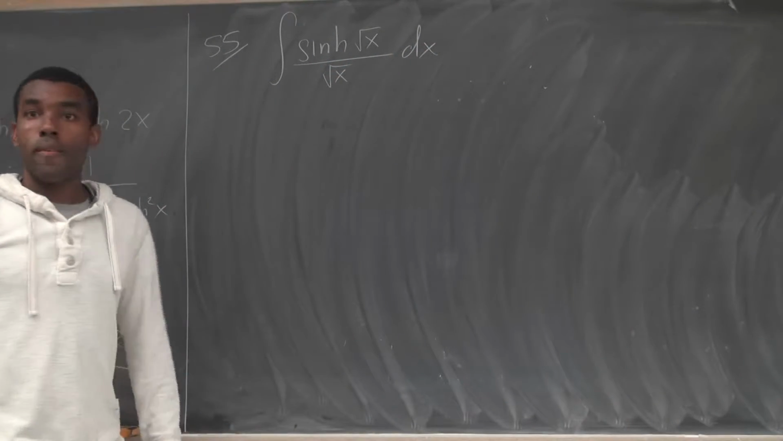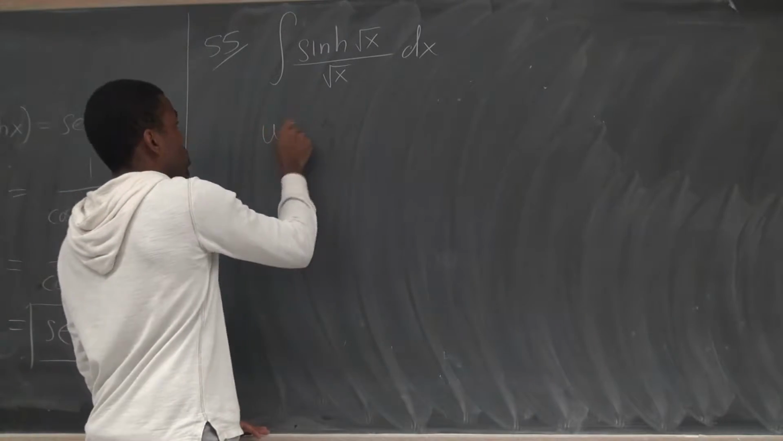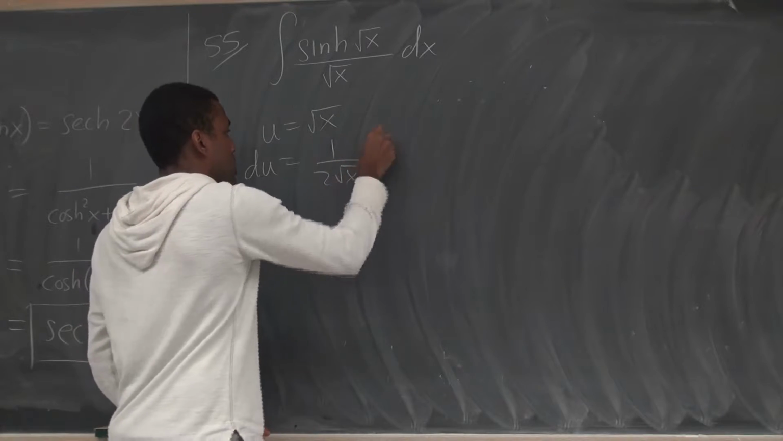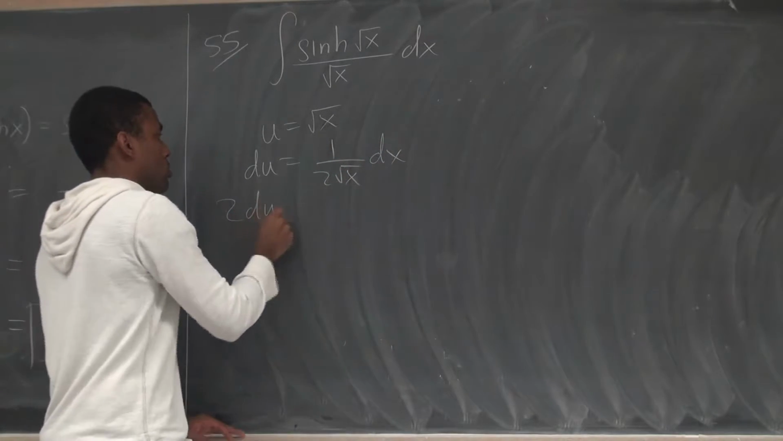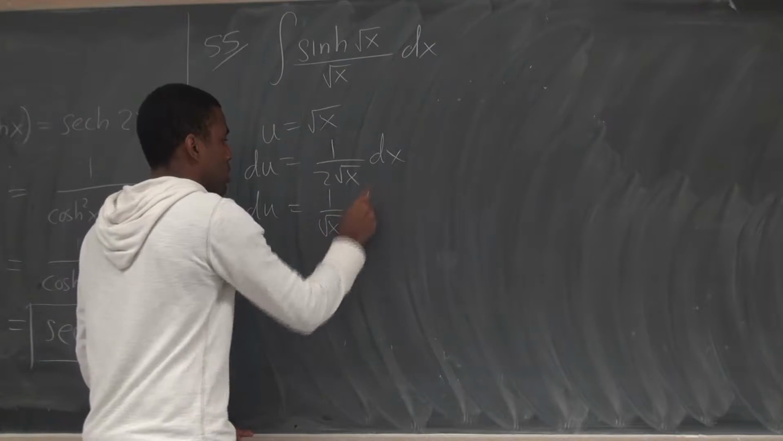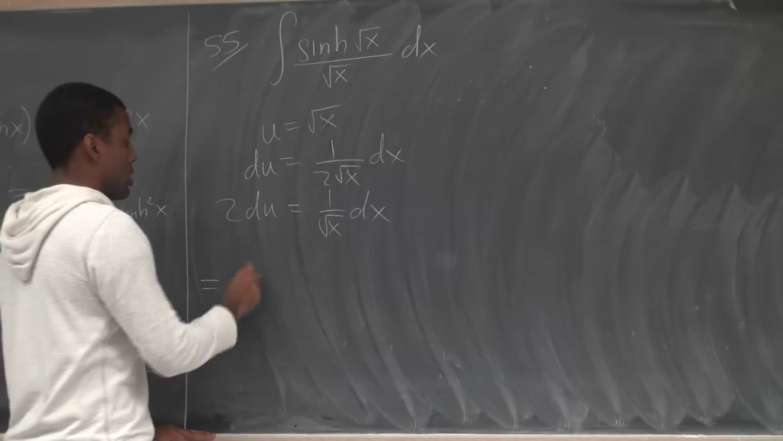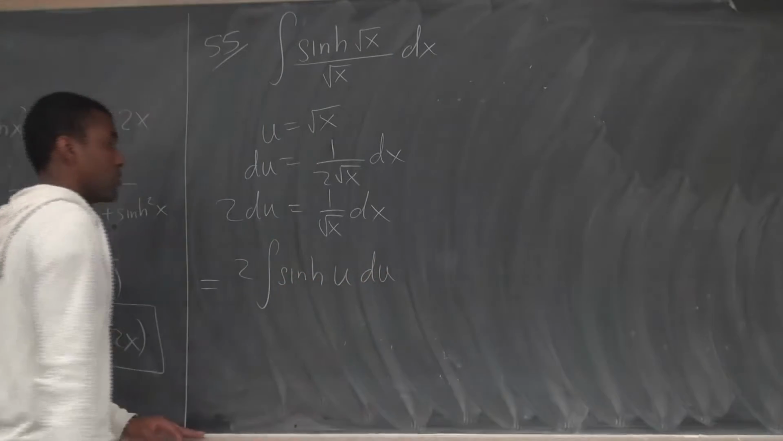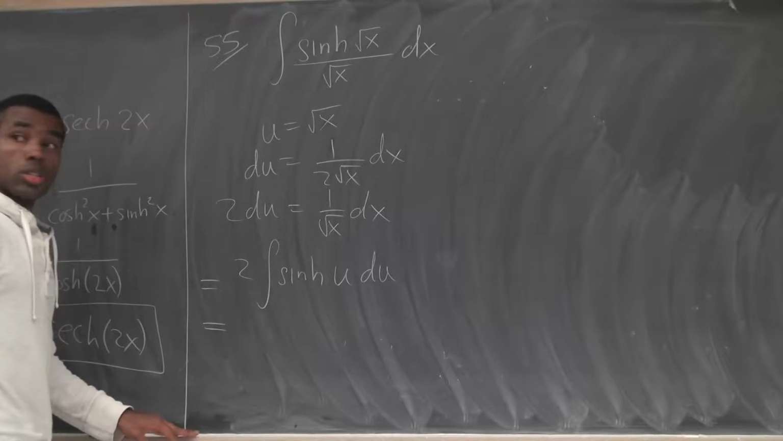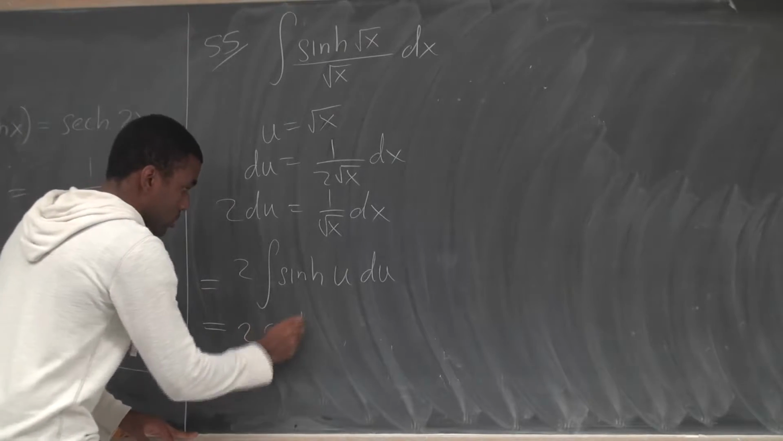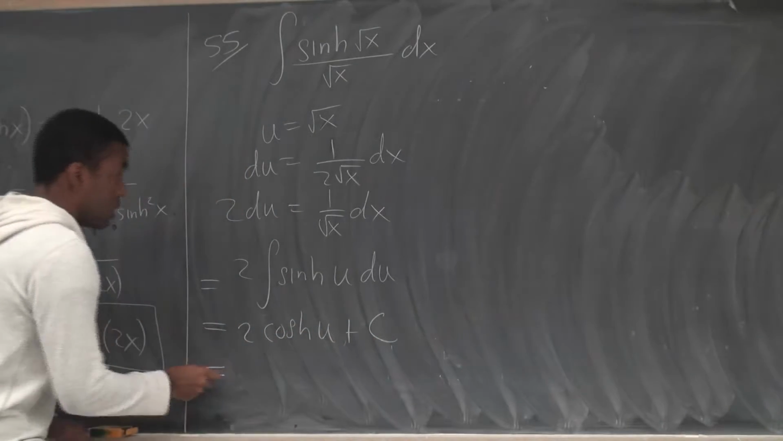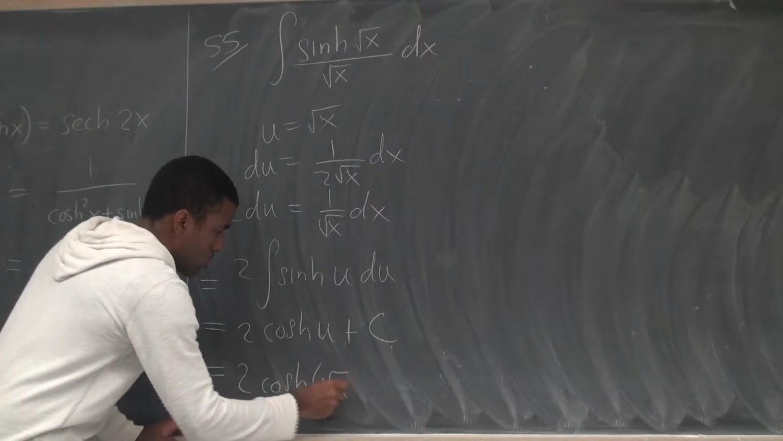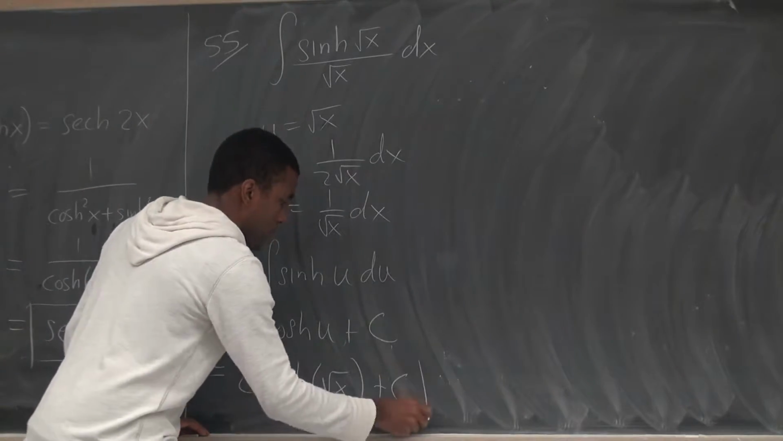Who knows what to do here? Right, u substitution, u equals radical x. du would be 1 over 2 radical x dx. And so 2 du would be 1 over radical x dx. And so the integral you get is 2 times the integral of sinh u du. Integral of sinh is just cosh. And then you just replace the u. So this is 2 cosh radical x plus c.